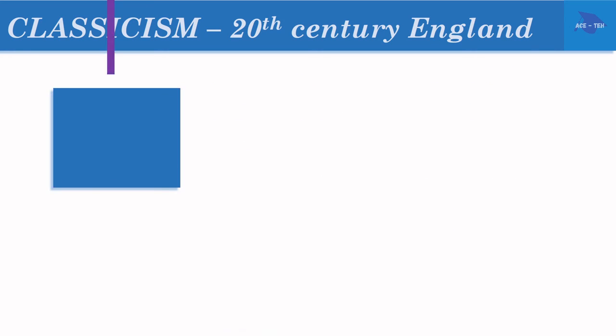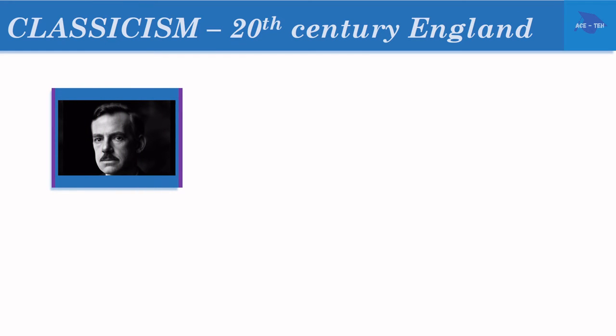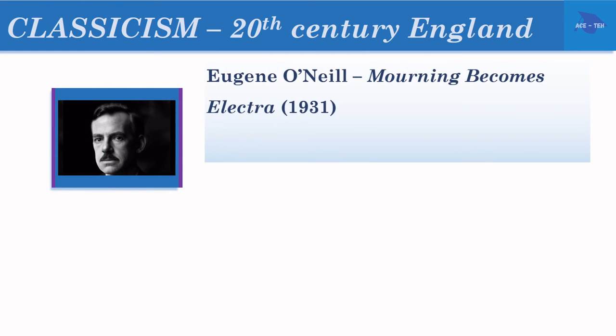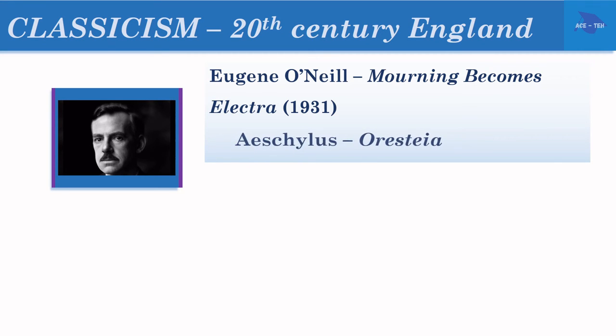Eugene O'Neill, the Nobel-winning American playwright, also used myths in his 1931 trilogy, Mourning Becomes Electra, which is based on the Oresteia of Aeschylus. Now, Germany.